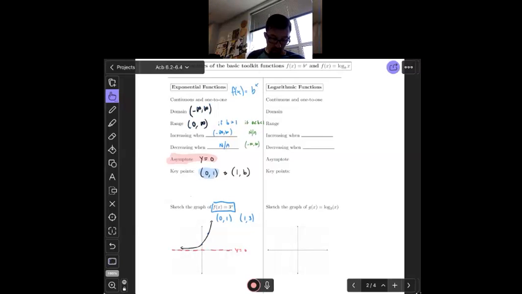How can we use what we know about exponential functions, and knowing that these two are inverses, to help us fill this out?